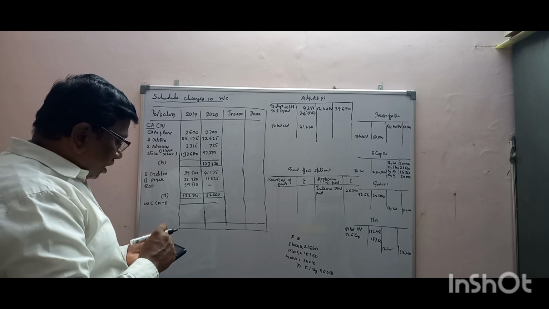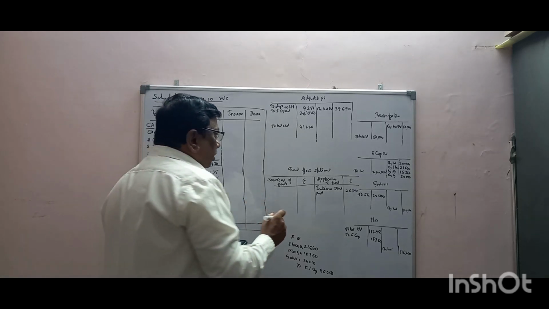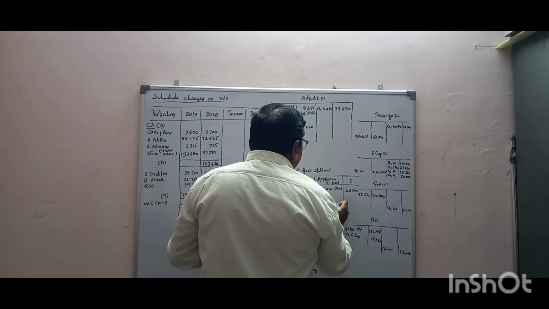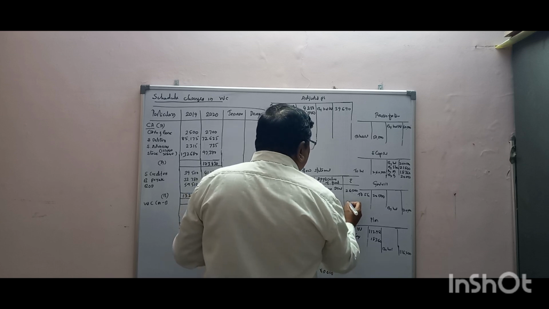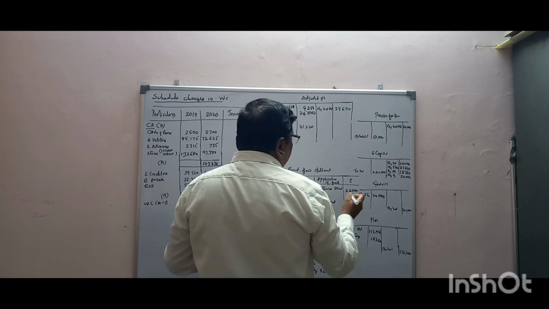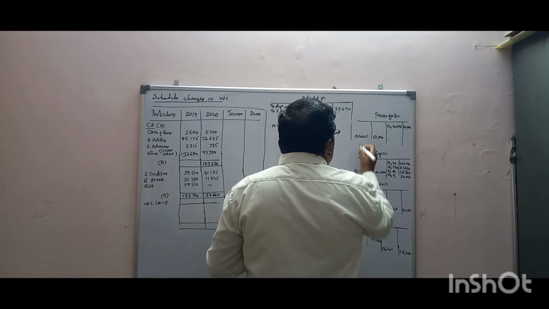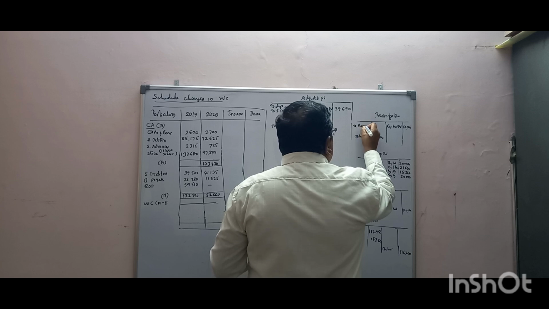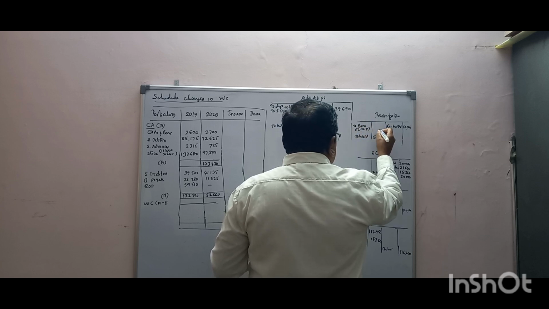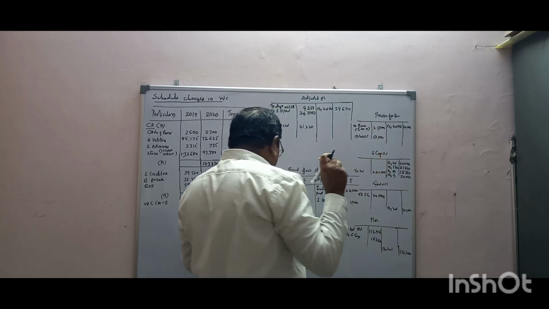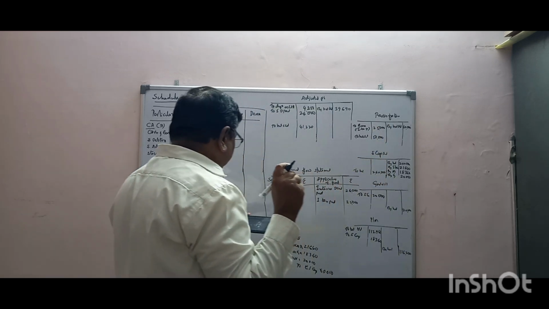The last adjustment: income tax paid during the year, 25,000. Income tax paid is application of funds because we paid the amount, 25,000. So here also is a double entry, bank in brackets income tax paid, 25,000. All adjustments are over.